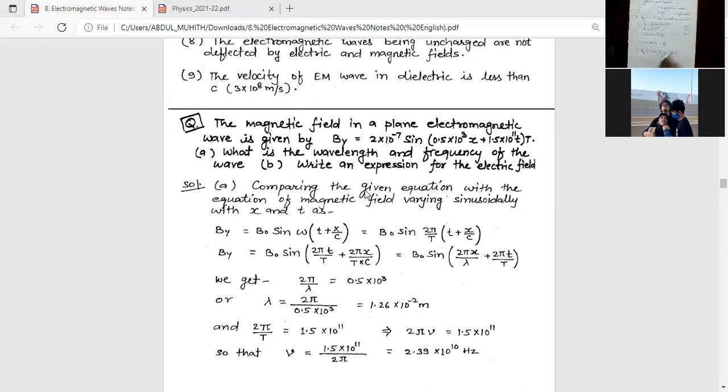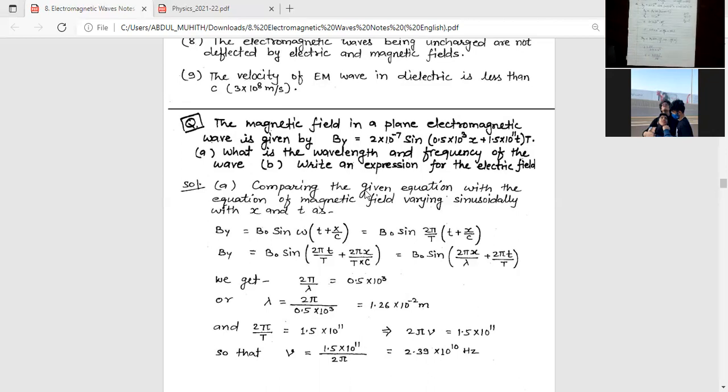Now we can also write 2 pi nu. So I'm just solving this equation. See here, lambda is equal to how much? Lambda is equal to 2 pi by 0.5 into 10 to the power of minus 3. Just solve it, you will get the answer. Similarly, what is he asking? He is asking frequency. Frequency is equal to 1.5 into 10 to the power of 11 by 2 pi.